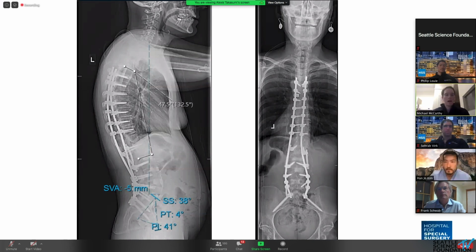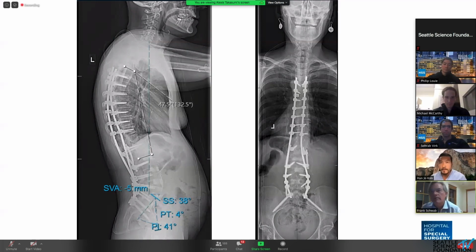So you can see here, these are the follow-up films. We did a T5 to pelvis posterior spinal fusion. We do have T3 to T5 tethers that were incorporated into the construct. We did an L2 pedicle subtraction osteotomy with multiple posterior column osteotomies from about T5 to T11. You can see here some of the quick parameters showing our overall alignment and her sagittal profile. This was Dr. Schwab's case. Frank, do you want to make any comments?